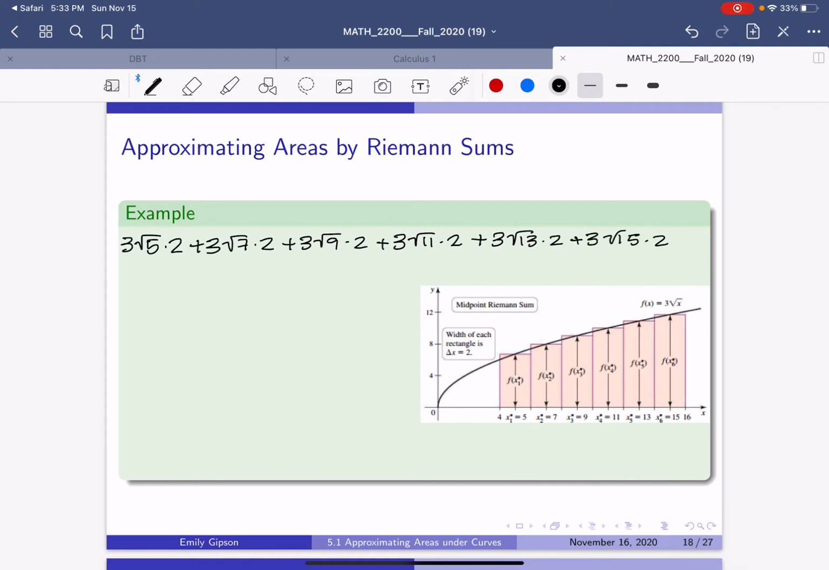And you may wonder, where am I getting these numbers? It's because when I divide my section into partitions, 4 to 6, 6 to 8, on and on and on, my midpoints are 5, 7, 9, 11, 13, and 15. So those are exactly the numbers that I'm plugging into my function and then multiplying by my delta x, which is 2. So when that all gets worked out, oh my goodness.